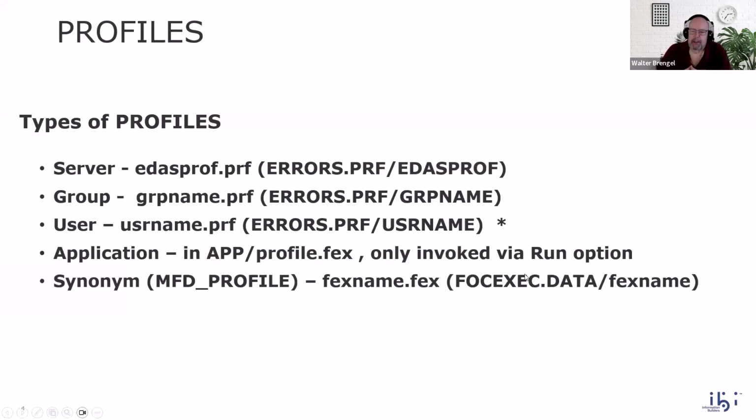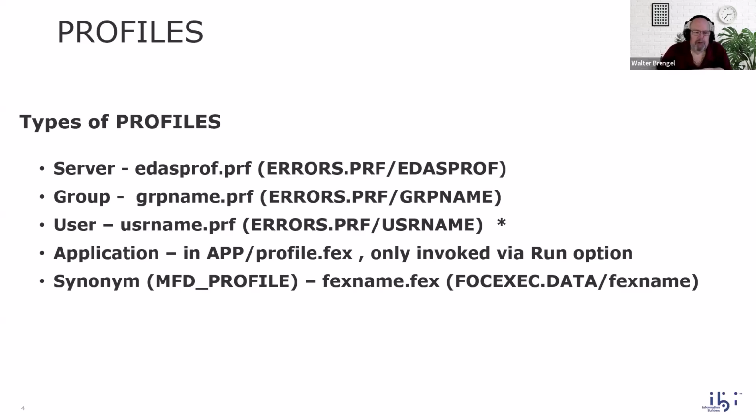All right, so the types of profiles. The first one that we encounter is the server profile. This is in the WebFOCUS world, the edasprof.prf, and in the mainframe world, in mainframe focus, and this is for version 7.7 and higher, there's an errors.prf dataset, which will have the edasprof member in it. For versions prior to 7.7 on mainframe focus, you're going to have it in your errors.data or in a concatenated data set to errors.data.